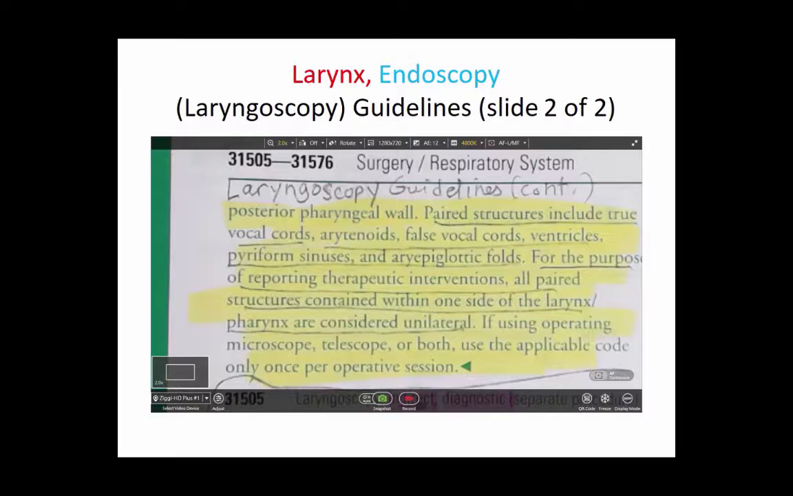Note that the paired structures, and it tells what they are, for the purpose of reporting therapeutic interventions, all paired structures contained within one side of the larynx are considered unilateral. That's important to know. And if you're using an operating microscope, telescope, or both, you're going to use the applicable code only once per operative session. General guidelines, but still important to read them.